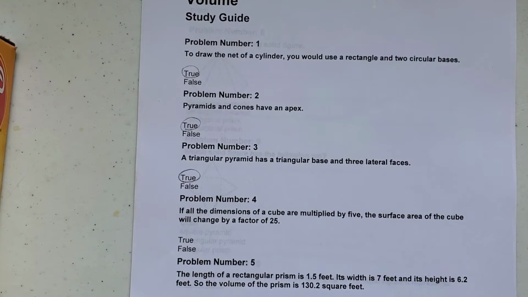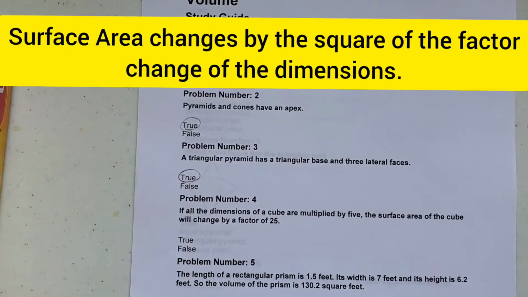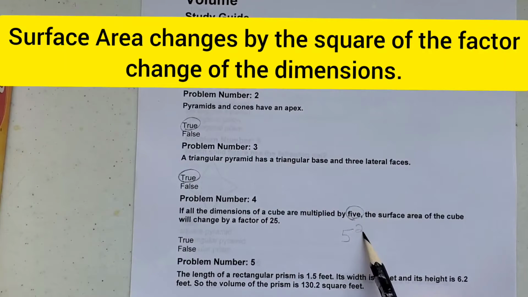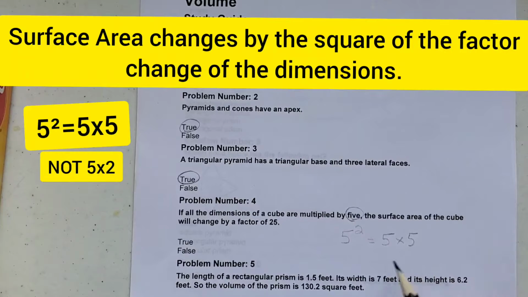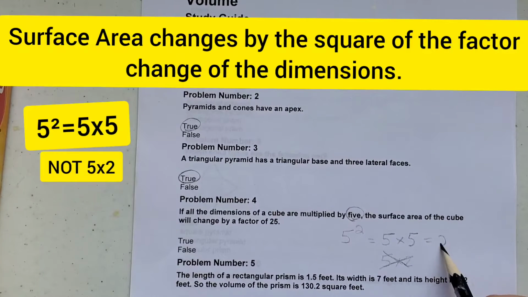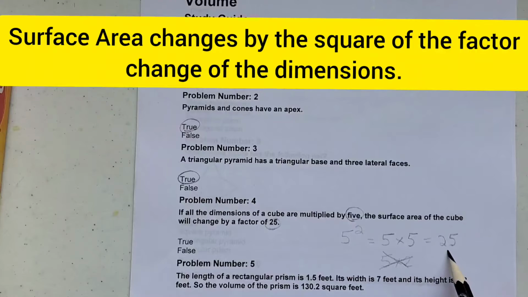Problem number 4. If all the dimensions of a cube are multiplied by 5, the surface area of the cube will change by a factor of 25. True or false? What you learned in this unit was surface area changes by the square of the factor change of the dimensions. So what factor did we use to change the dimensions? We used 5. So you want to take that 5 and square it. What is 5 squared? Remember, 5 squared means 5 times 5, not 5 times 2. Okay, 5 times 5 is 25. So this is true. The surface area will change by a factor of 25.